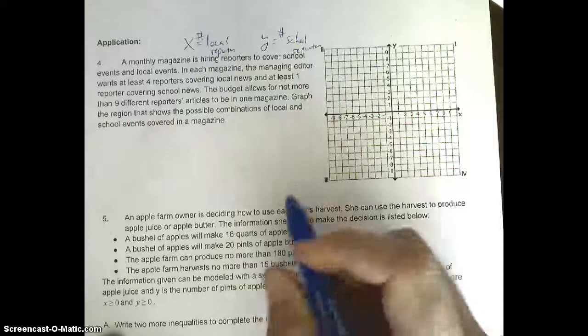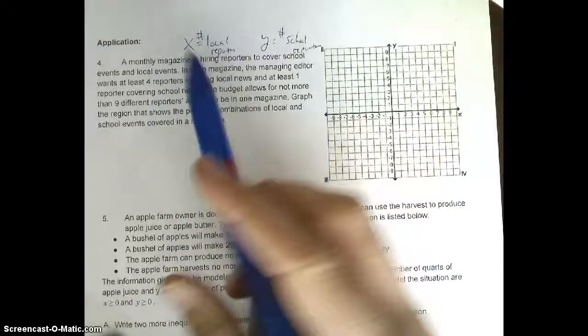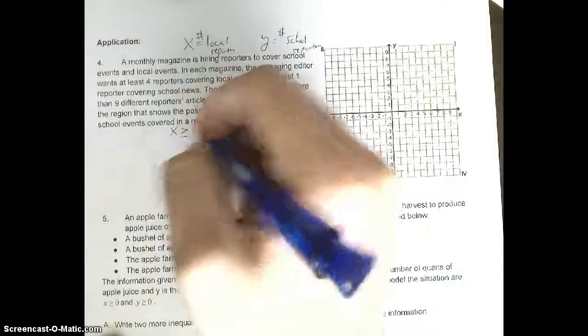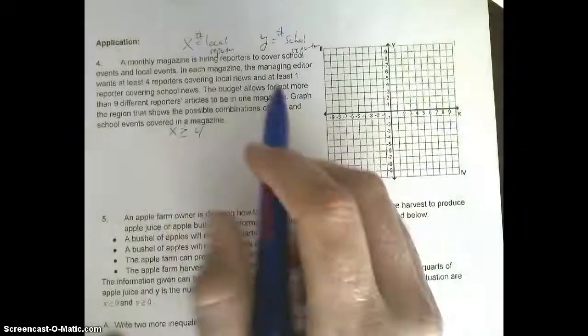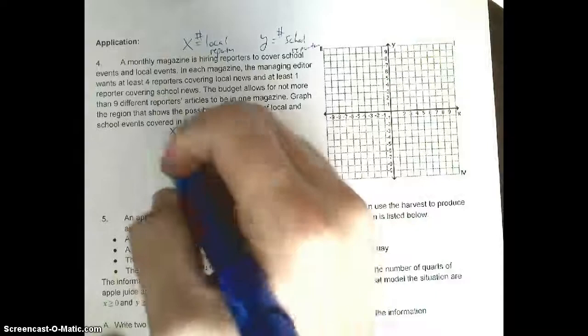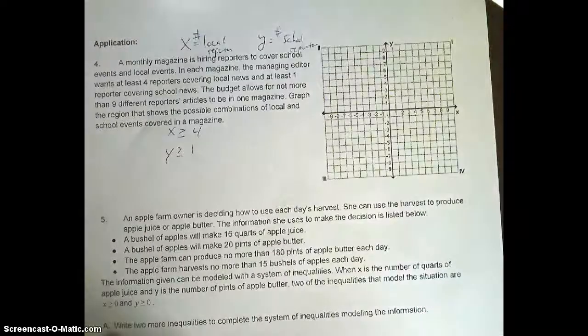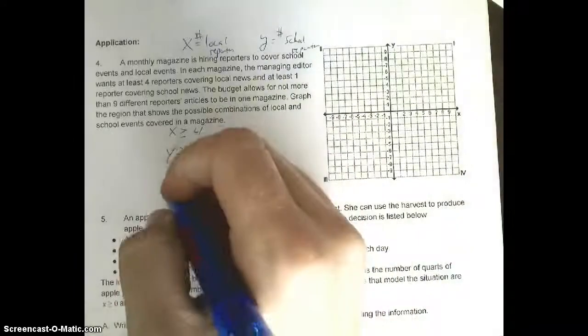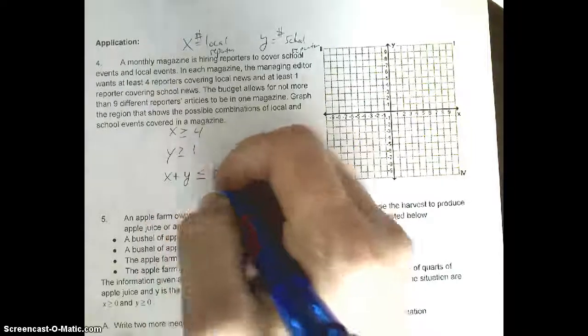Awesome. Now it says we want to have at least 4 local news, so x must be greater than or equal to 4. At least 1 reporter covering school news, so y must be greater than or equal to 1. But it says not more than 9 different reporter articles in one magazine, so I know that x plus y needs to be less than or equal to 9.